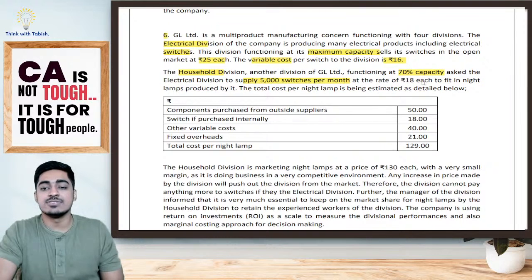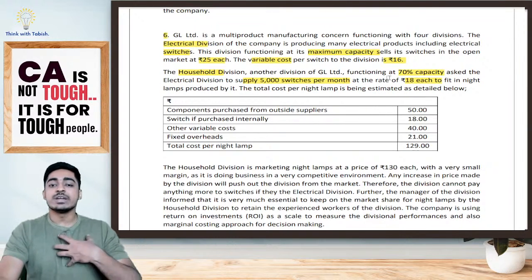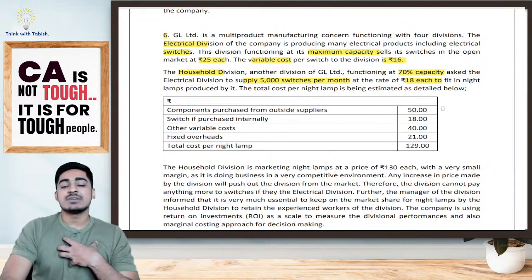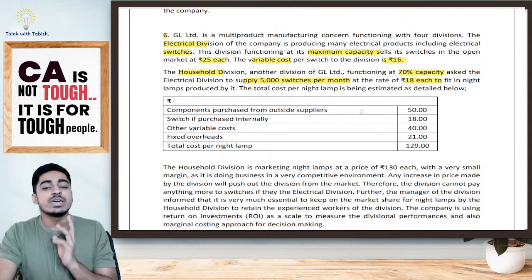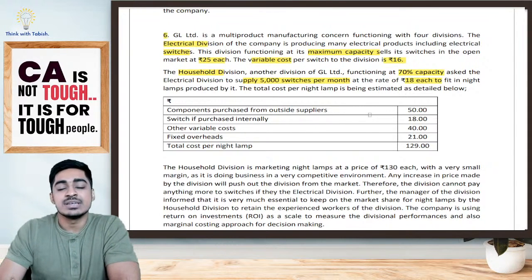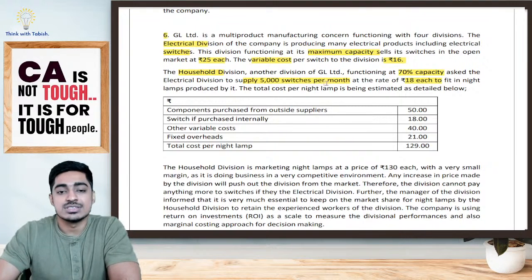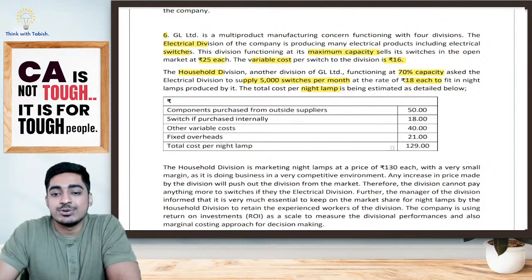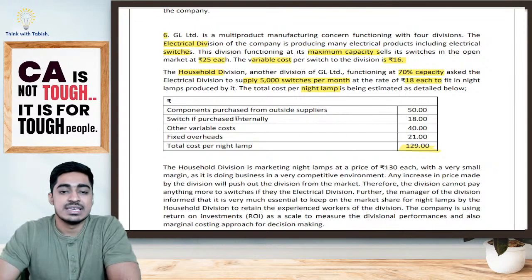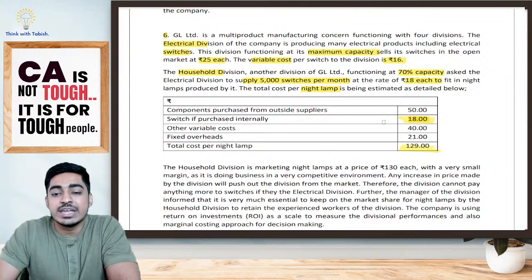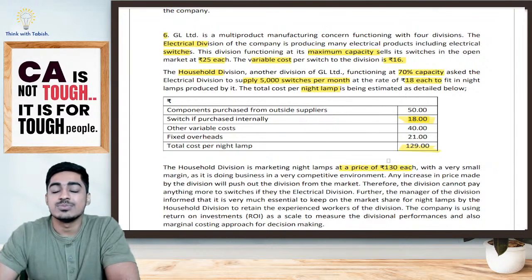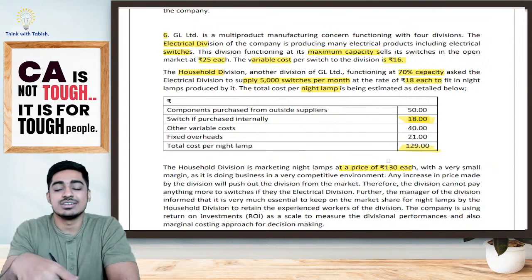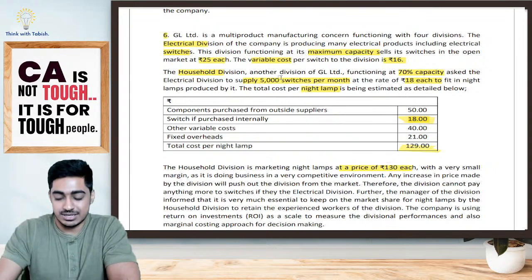Whether the electrical division will supply, yes or no? I am operating at my full capacity. I am selling outside at 25 rupees. I don't have spare capacity. He is asking me to give it at 18 rupees. It will get lost. I won't give you. Yes or no? He is telling, I am manufacturing a night lamp. In my night lamp, my total cost will come to 129 rupees. In that, I have assumed that you will give it to me at 18 rupees. Then it will come to 129, and I will be in a position to sell it at 130 rupees. Well, your profit, your concern. Why are you bringing me into this?